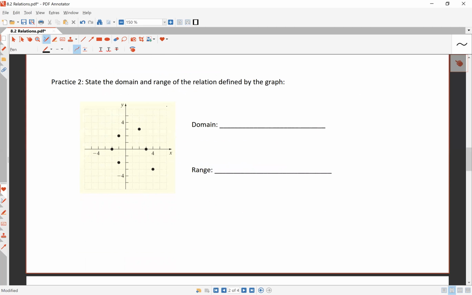Practice 2 is for you to also try. Think of this as a set of ordered pairs. State all of your x values, and then state all of your y values. Please press pause on your video and come back when you're ready to see the solution and press play again.